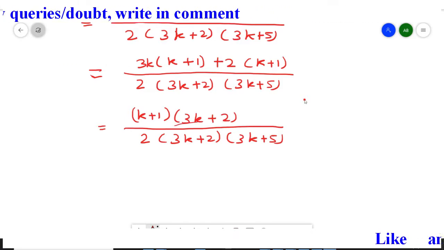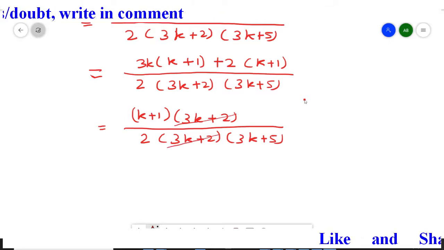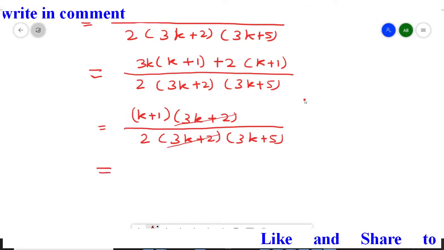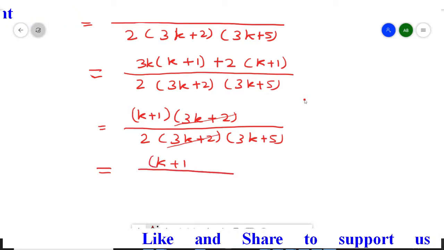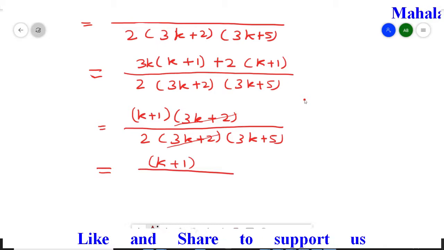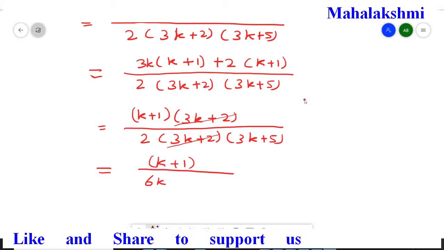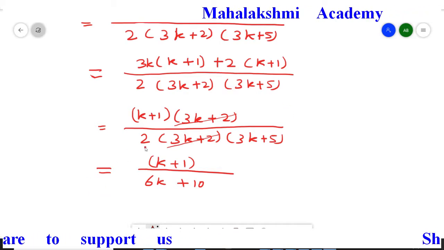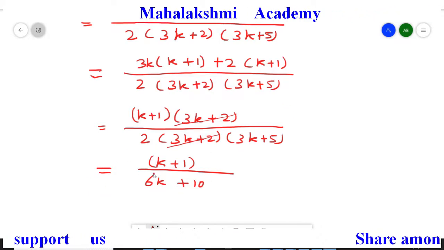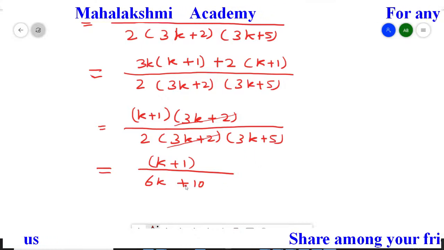So this 3k plus 2 bracket will cancel by 3k plus 2, and in the denominator just open it, so you will get here k plus 1 bracket k plus 1, and down when you open it, you will get here 6k plus 10. So how I got here: 2 multiplied by 3k is 6k and 2 multiplied by 5 is 10.